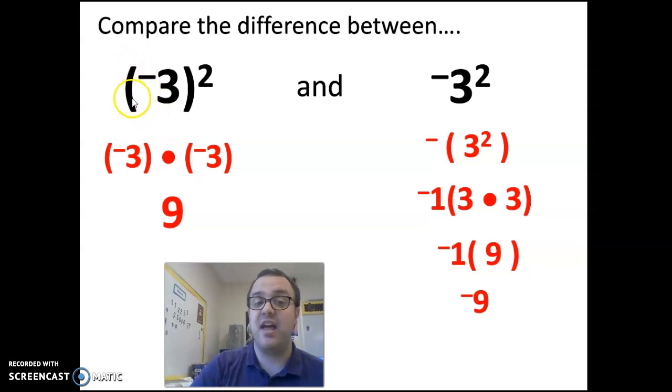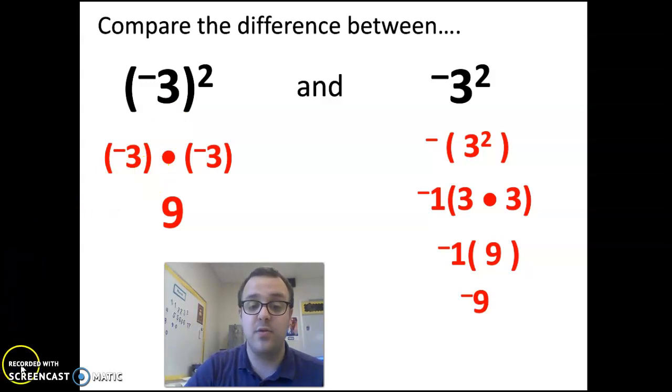Putting it in parentheses says, hey, negative 3 to the 2nd power. This says 3 squared, make it negative. The opposite of 3 squared is really what that's saying. So pay attention, and especially if you're using your calculator, pay attention to how you're typing that in to get the required result that you're looking for.